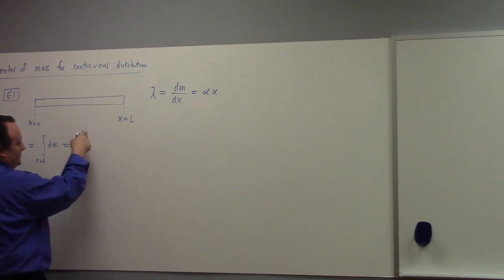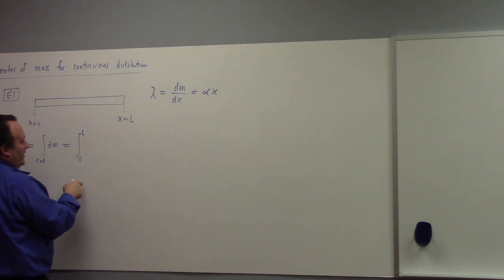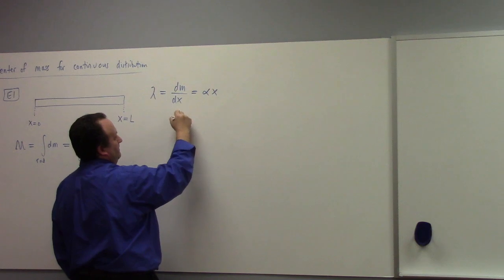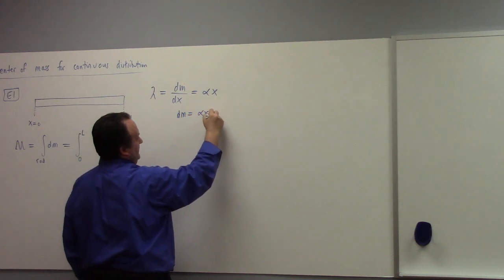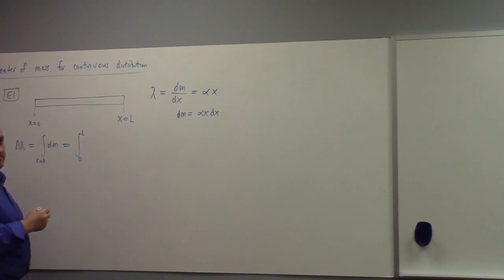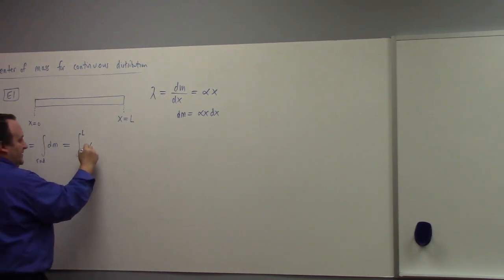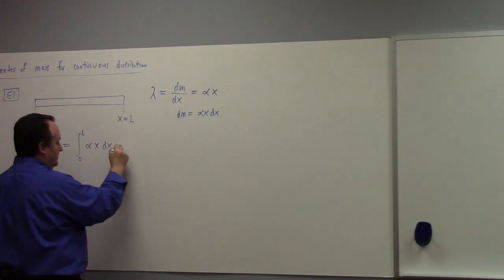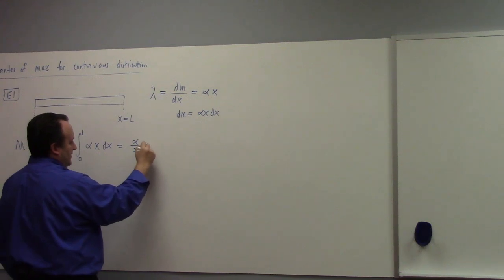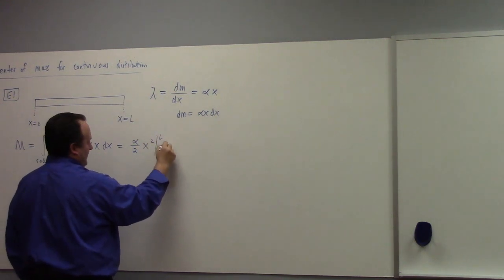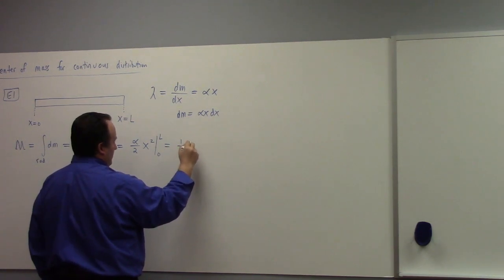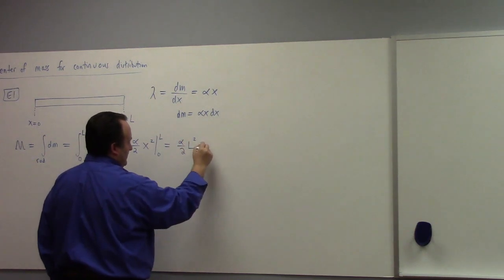But 0 to L, I integrate from 0 to L what? dm is what? Alpha x dx, right? So I have to integrate alpha x dx. That's my dm. Alpha is a constant, so it's easy enough to do. You get alpha over 2, x squared, evaluated from 0 to L. So the answer for the mass is alpha over 2, L squared. This is the mass of the rod.